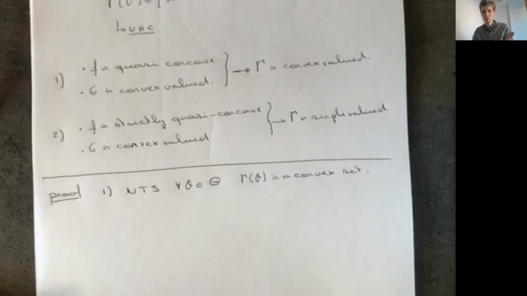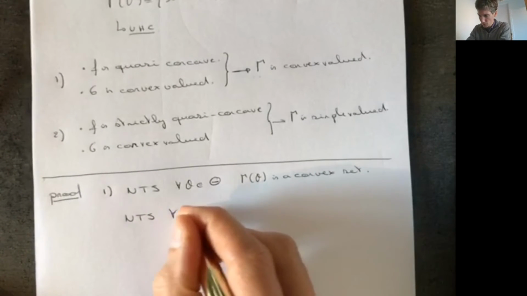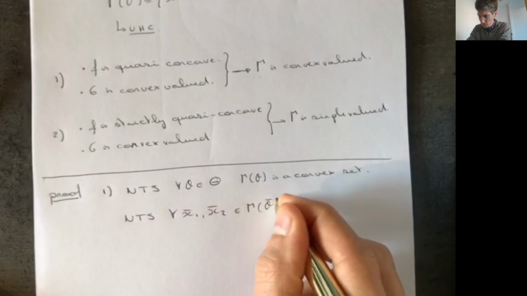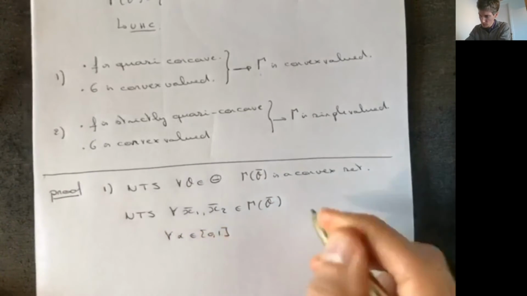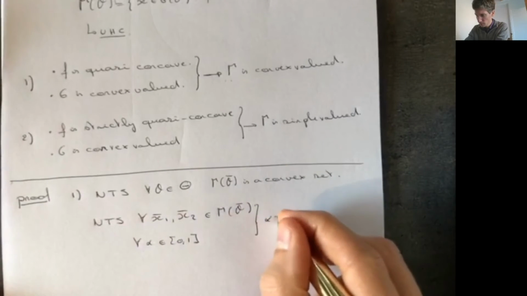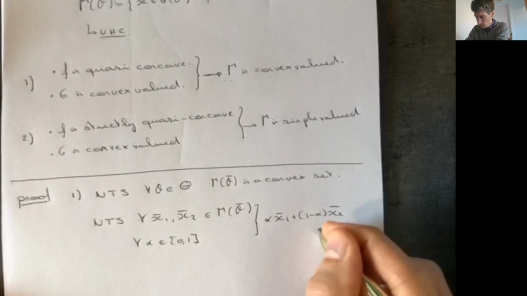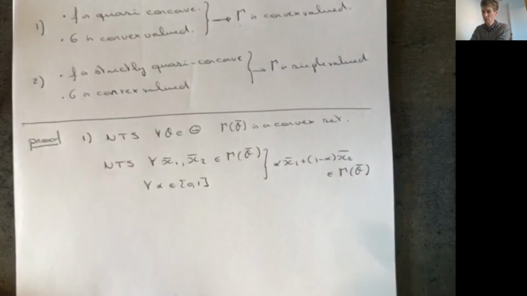So how do we show that this is a convex set? Well, we take two elements out of the set, we take the convex combination, and then we have to show that the convex combination is also in the set. So we need to show that for all x1 and x2 in gamma of theta, and for all alpha between 0 and 1, alpha x1 plus 1 minus alpha x2 is in gamma of theta.